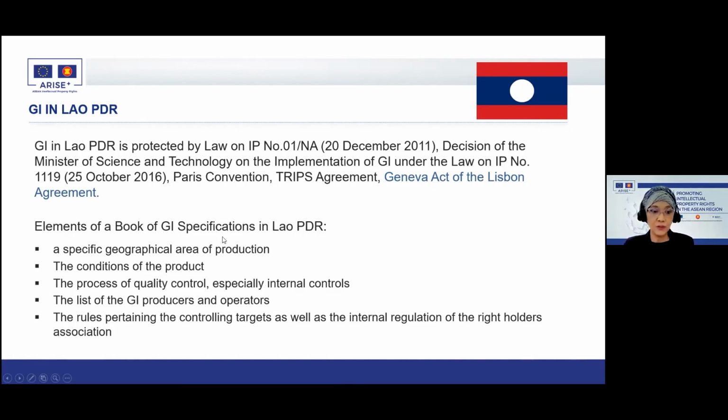The elements of the book of GI specifications include a specific geographical area of the production, condition of the products, process of quality controls, especially internal controls conducted by the members of the CMO of GI, list of the GI producers and operators, of course, the memberships of the CMO, and the rules pertaining to controlling targets, as well as the internal regulation of the Right Holders Association.